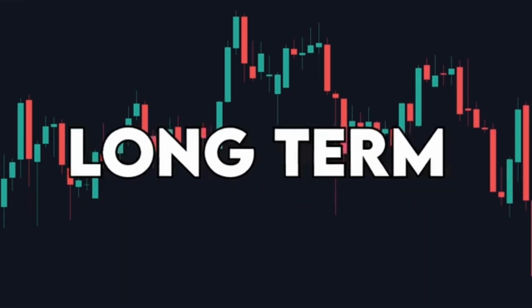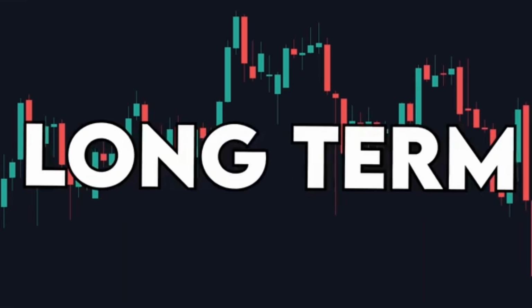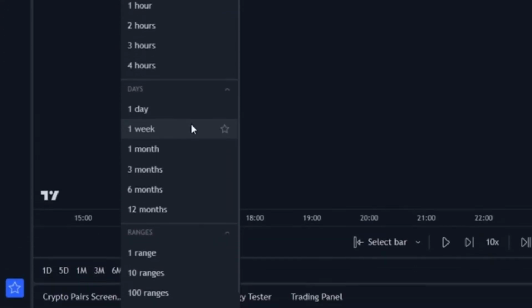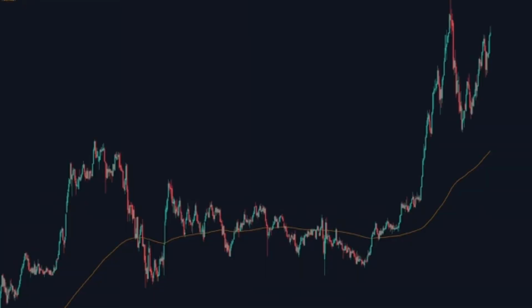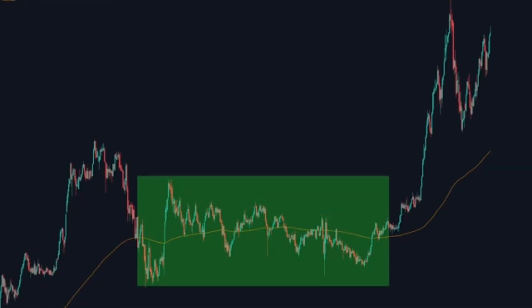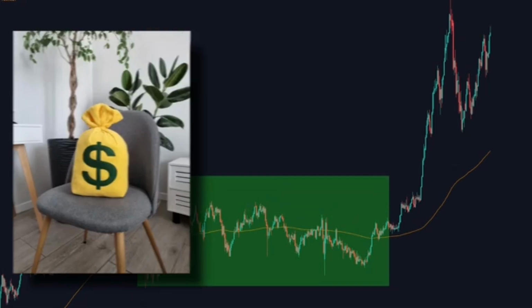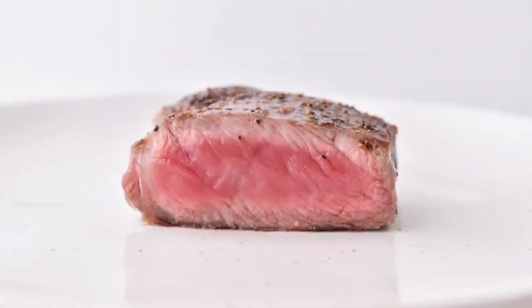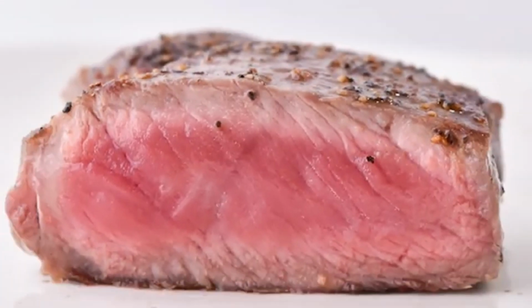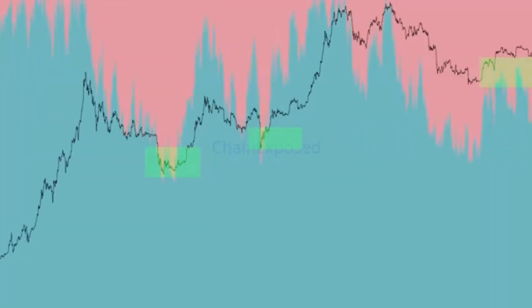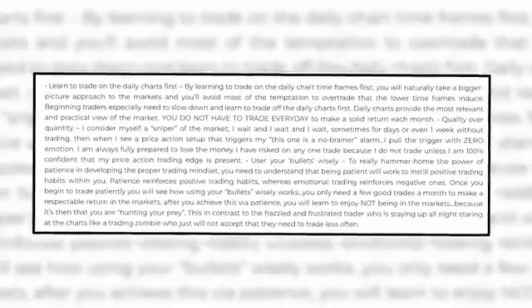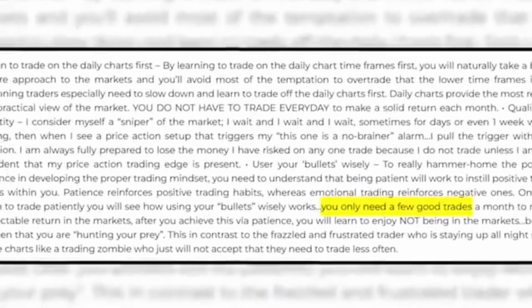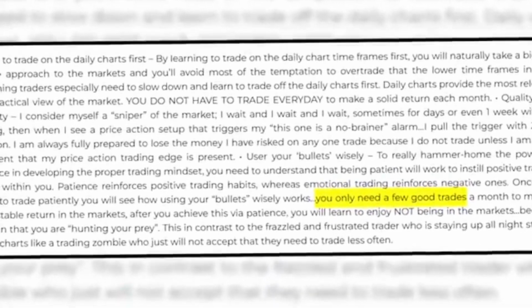Next, you want to change the time frame. Since most of this data that we just reviewed is long-term data, we want to represent the same on our chart. So we're going to select a higher time frame like the weekly. If price ever touches or goes beneath this orange line, that means it's a good buying opportunity and you should look to enter a trade. Now, don't get me wrong. All of this is going to happen very, very rarely. Maybe once or twice every 2 years. But just as Warren Buffett said, you only need a few good trades during your lifetime to become a millionaire.